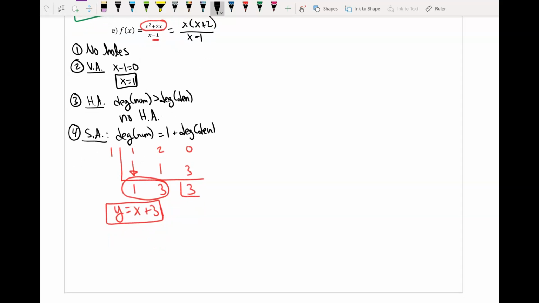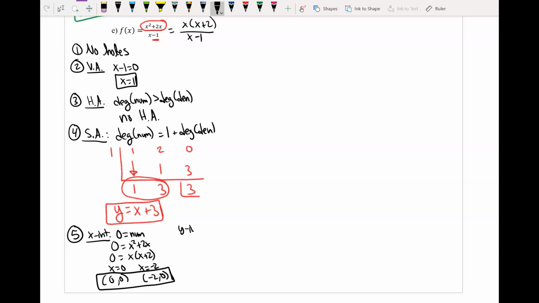And now finally, let's look for our x-intercepts. Again, we're going to do the same thing, set the numerator equal to 0. So you have x squared plus 2x equals 0. You can factor out an x. So you get that x equals 0 and x equals -2 are my x-intercepts. So 0, 0 and -2, 0. These will be my two intercepts.